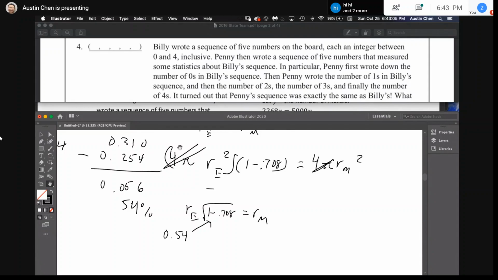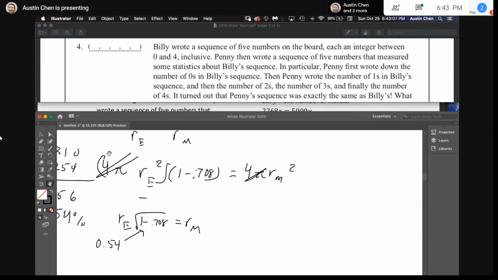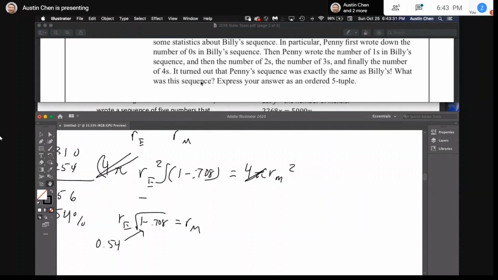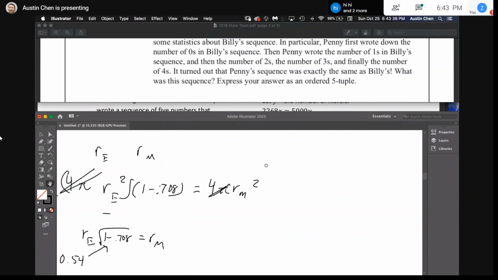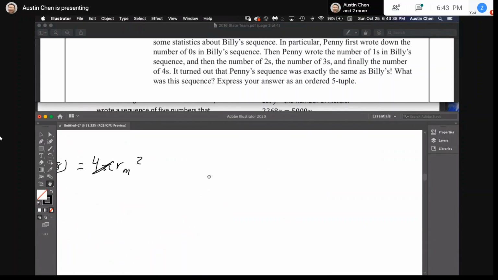Billy wrote a sequence of 5 numbers on the board, each an integer between 0 and 4 inclusive. Penny then wrote a sequence of 5 numbers that measured some statistics about Billy's sequence. In particular, Penny wrote down the number of zeros in Billy's sequence, then the number of ones, and then the number of twos, the number of threes, and finally the number of fours. It turned out that Penny's sequence was exactly the same as Billy's. What was the sequence? Express your answer as an ordered 5-tuple.